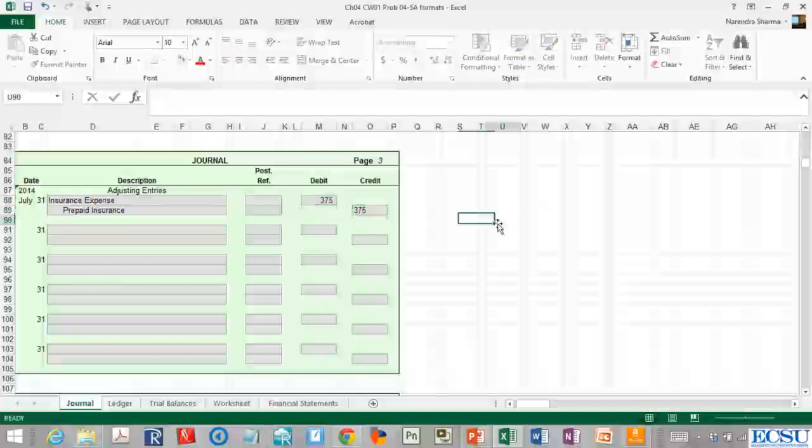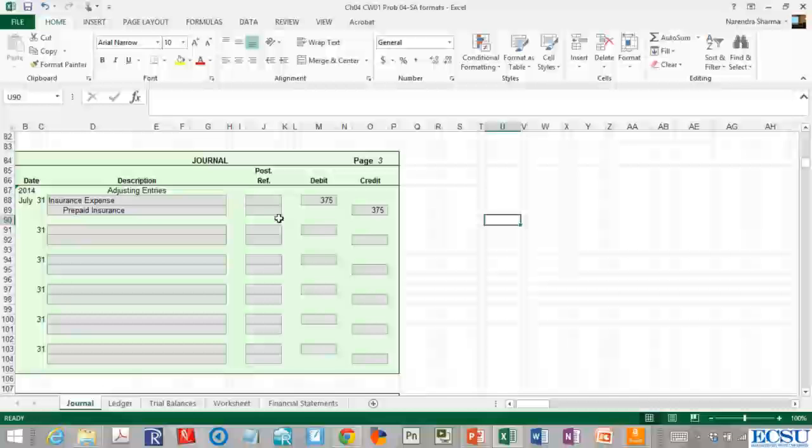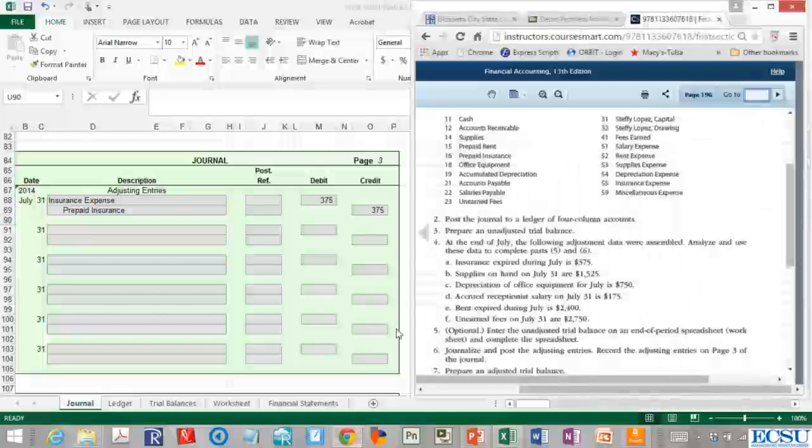Again, the insurance has expired to the extent of 375. Any expired insurance will be treated as an expense and hence debited. And we need to take out that money out of the prepaid insurance. So that's why we'll be crediting the prepaid insurance. So now let us take another problem, that is number B.